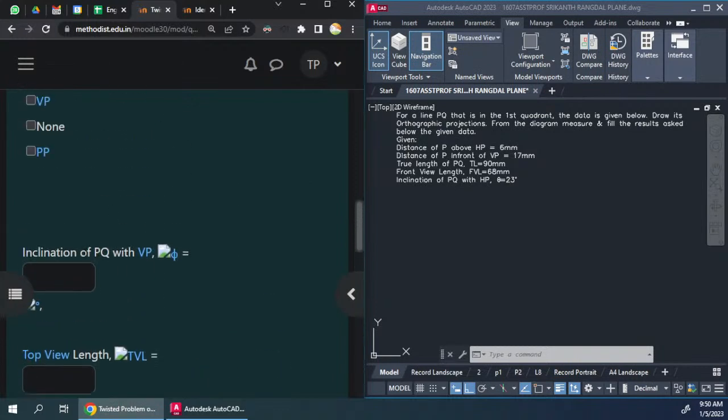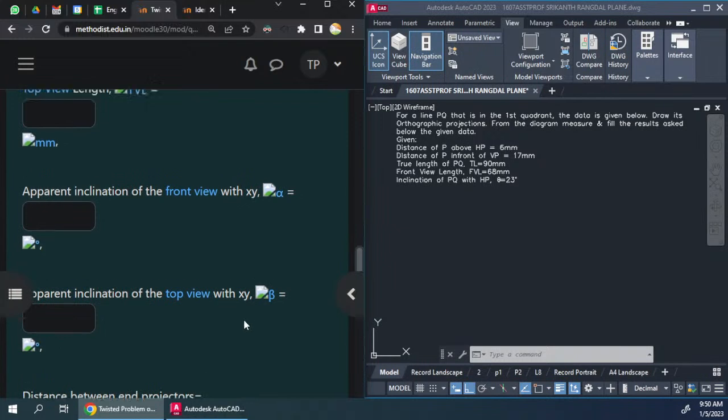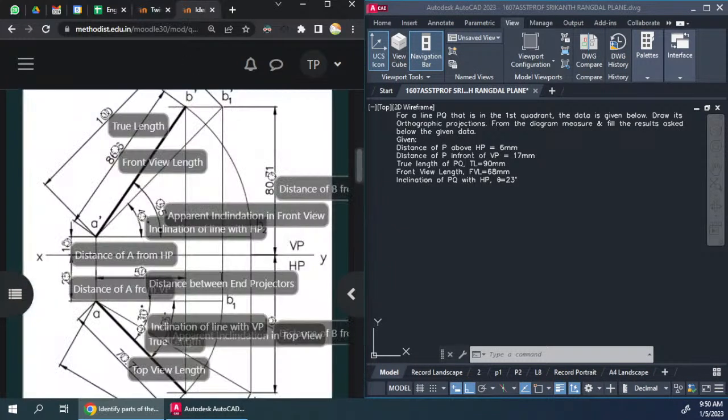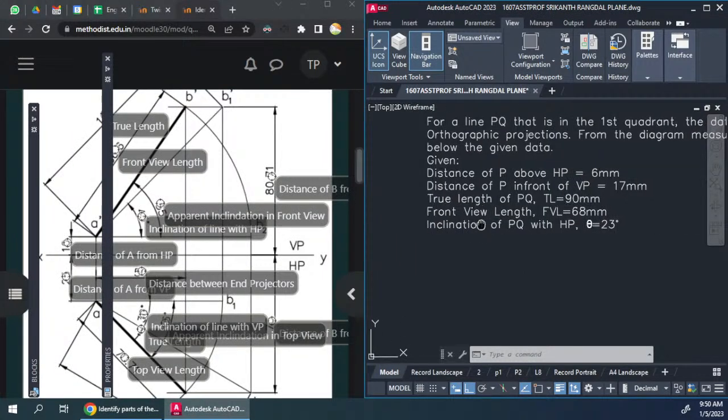And once you fill in the value, it will be cross-verified with the actual value that I have fed earlier. If the value is within 1% of error, you will get full marks, and if it is not, then you will end up losing some of the marks. So let's go ahead and start doing that. Let's identify what data is given first.